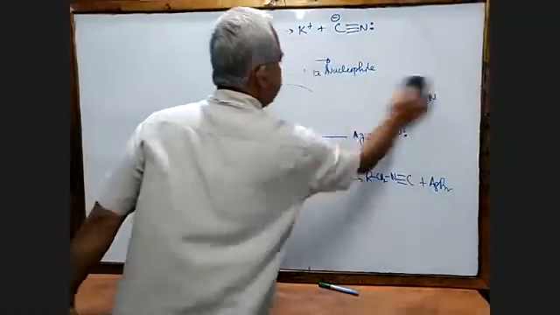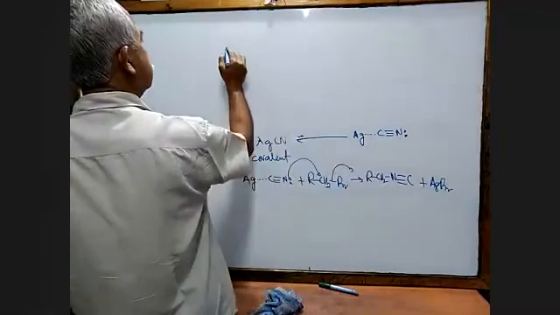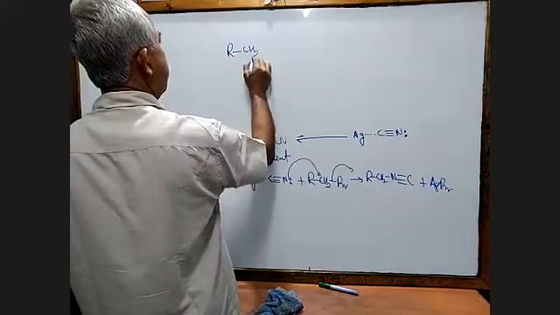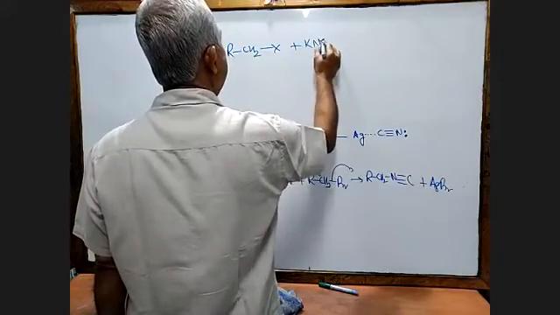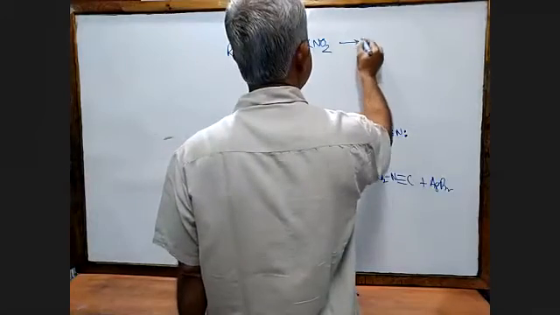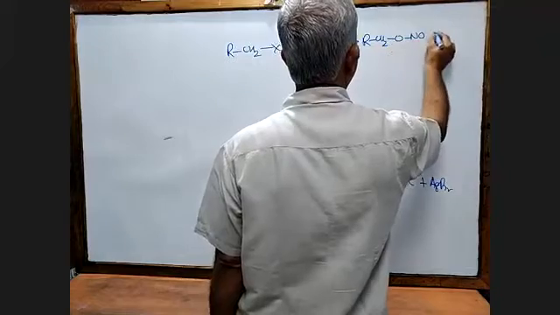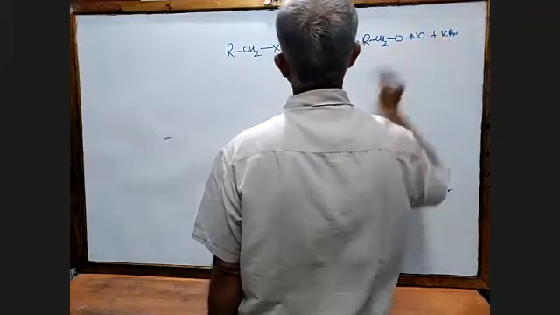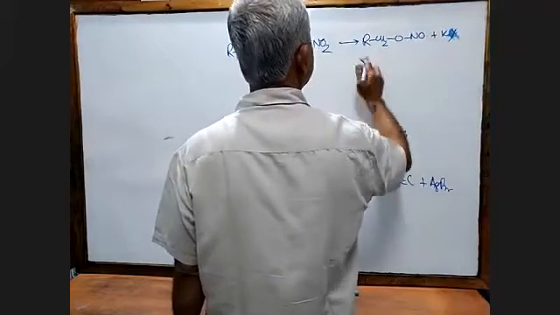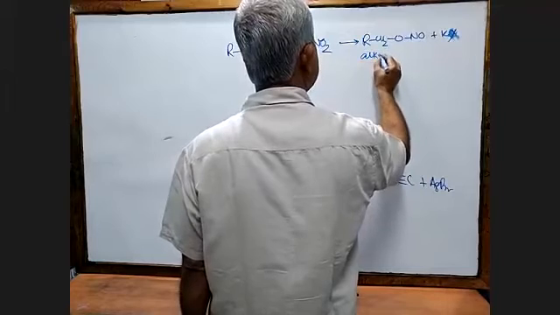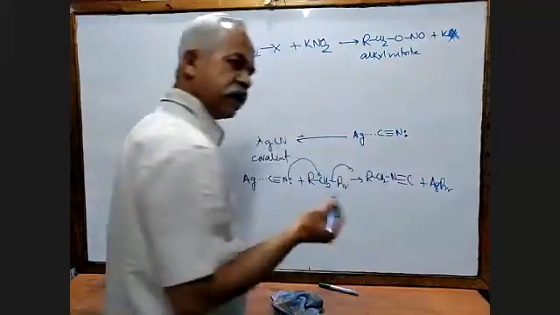Now third, a similar thing we will also observe when we react this with potassium nitrite. When you react with potassium nitrite, you are going to get R-ONO plus KBr. So this is bonded to oxygen. We call them alkyl nitrite.